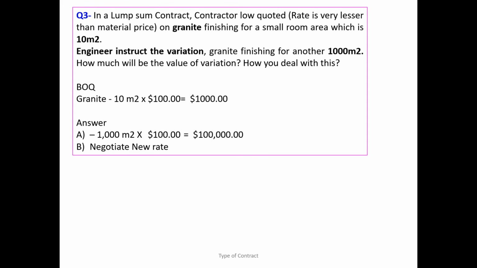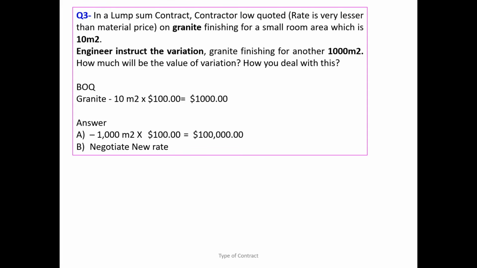Now, most people are having the right answer. Some people still have a different answer, but we will discuss. Now this question we have to be very sensitive. Okay, what is the scope of work agreed in the contract? 10 or 1,000? 10, isn't it?